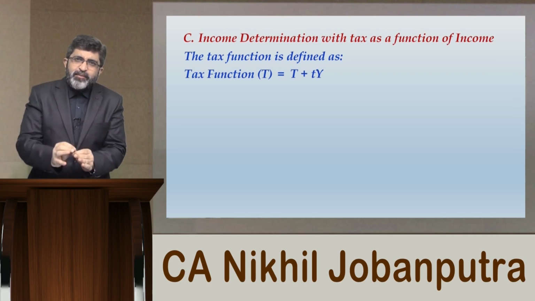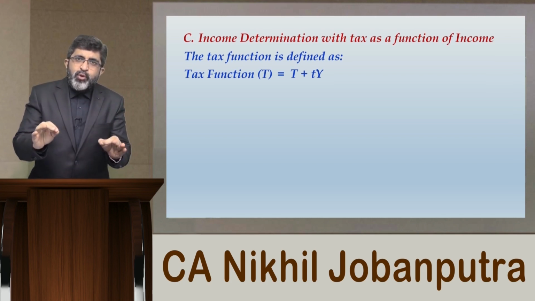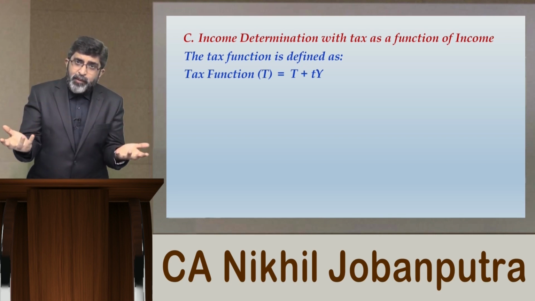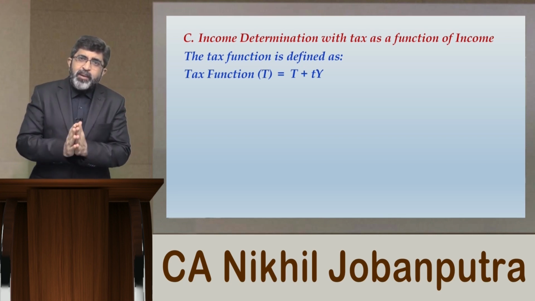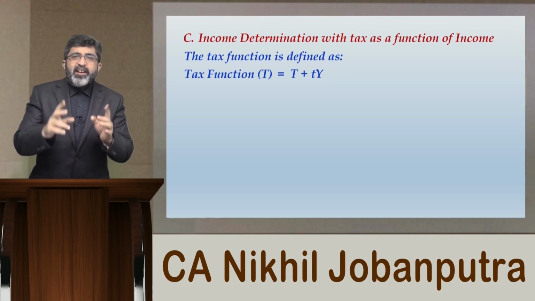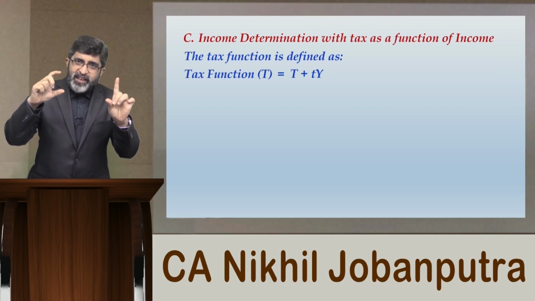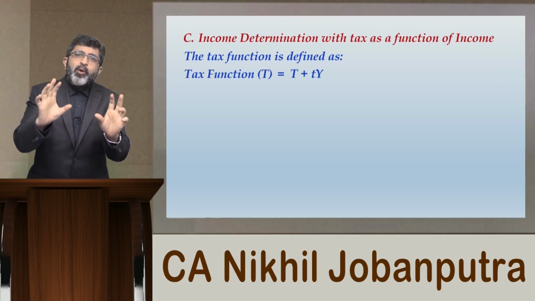Once you understand this much, you just have to determine YD. YD is what? Disposable personal income, or simply disposable income. How would you do that? It is basically capital Y minus the total amount of tax, correct? Capital Y minus capital T, that is the disposable income.